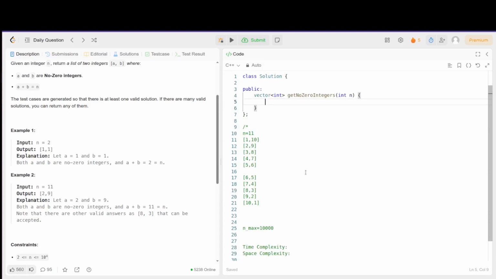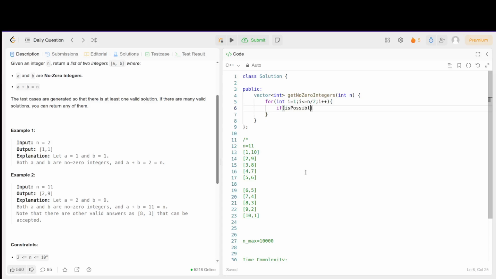So we have to go through a for loop. Int i equal to 1, because 0 is not a valid answer, and i less than or equal to n by 2, and i plus plus. Then we call our function that checks if it is possible. Let us pass i comma n minus i, these are the two numbers. If it is possible, then we simply return that as the answer, that is i comma n minus i. And if it is not possible, then we simply return minus 1 comma minus 1.